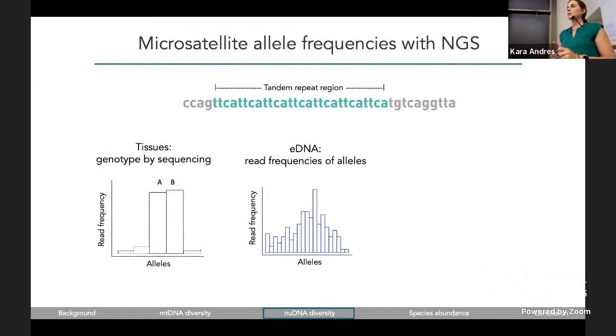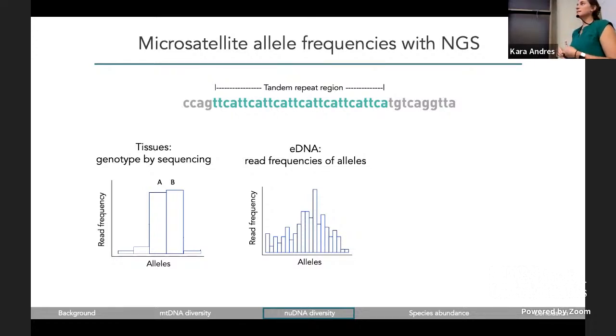So I do want to take a moment just to talk about what type of data we're working with. So I said we have microsatellites. A microsatellite is defined as a tandem repeat region in the nuclear genome. So we have this TTCA, TTCA, TTCA repeat region. Each allele, or each genetic variant at this locus, is going to be defined by a different number of repeats in that region. And so we're genotyping each individual round goby from the tissues using sequencing.